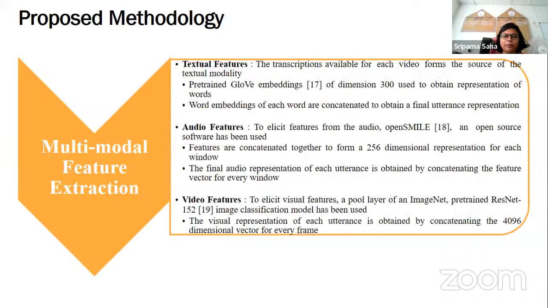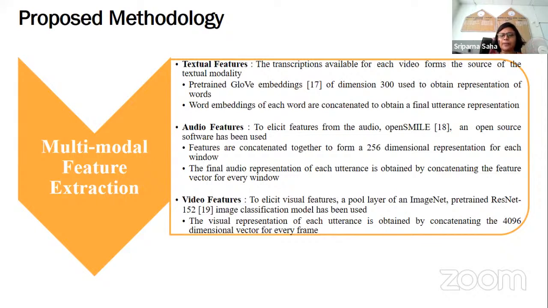Now about the proposed approach. How we are developing the multitask, multimodal approach for solving this dialogue act classification, where emotion recognition is our auxiliary task. As there are three modalities, we have to extract feature vectors from the individual modalities: the textual modality, the audio modality, and the video modality. So we first need to extract feature vectors from these individual modalities.